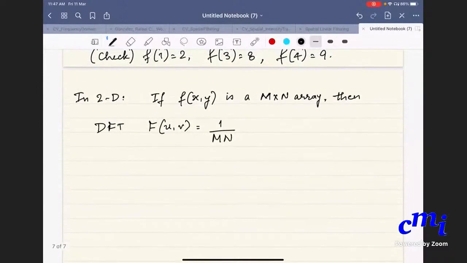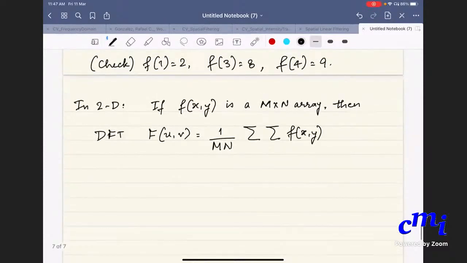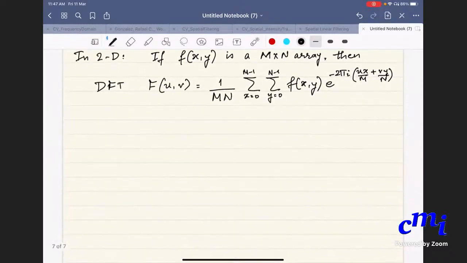You can find more details in the book or some book on Fourier transforms. I will provide a reference to you so that if you need help convincing yourself, then you can look at the reference. So e raised to minus 2 pi i times (ux by m plus vy by n), where y goes from 0 to n minus 1, x goes from 0 to m minus 1. This is the discrete Fourier transform in 2 dimensions, and the inverse discrete Fourier transform will be analogous.